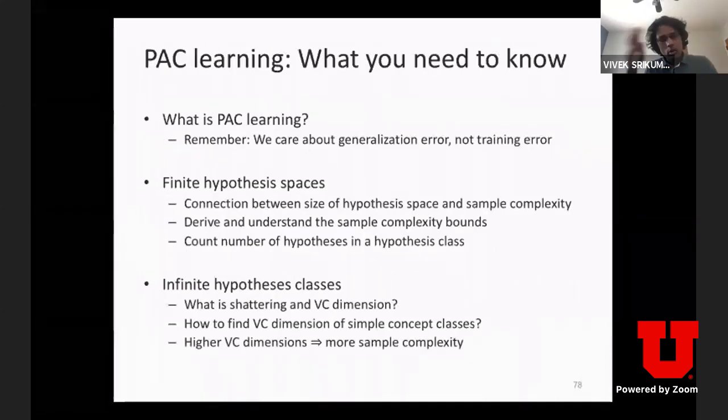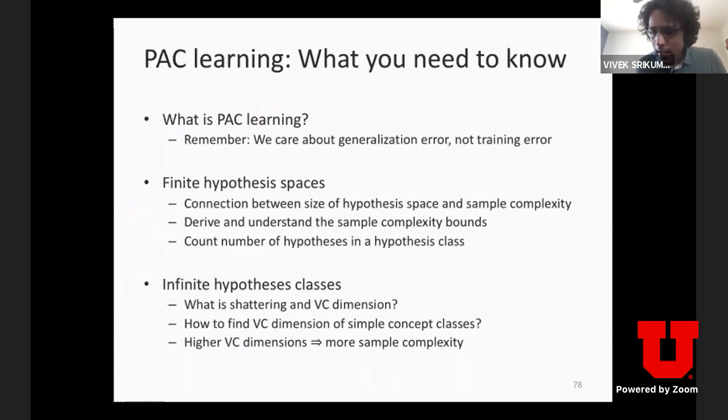This wraps up our whole discussion of PAC learning and learning theory. You need to know what PAC learning is, and the focus is on generalization error, not training error. We considered two situations: finite hypothesis classes and infinite hypothesis classes. In the finite case, there was a connection between the size of the sample, the hypothesis space, and the sample complexity. You need to be able to derive and understand the sample complexity bounds that we saw.